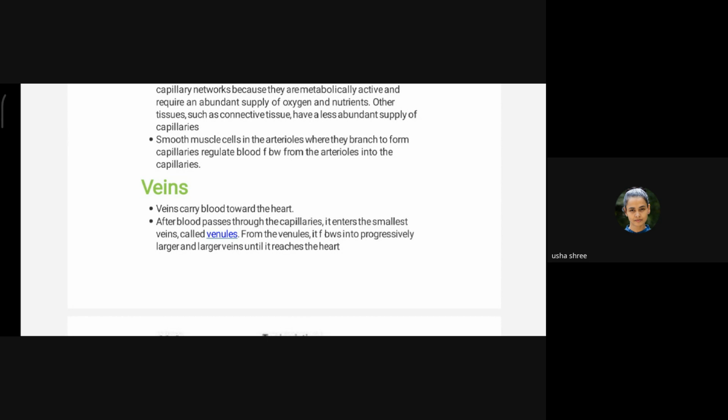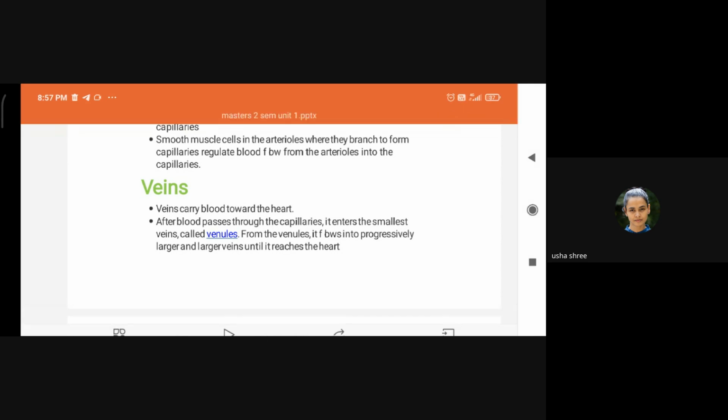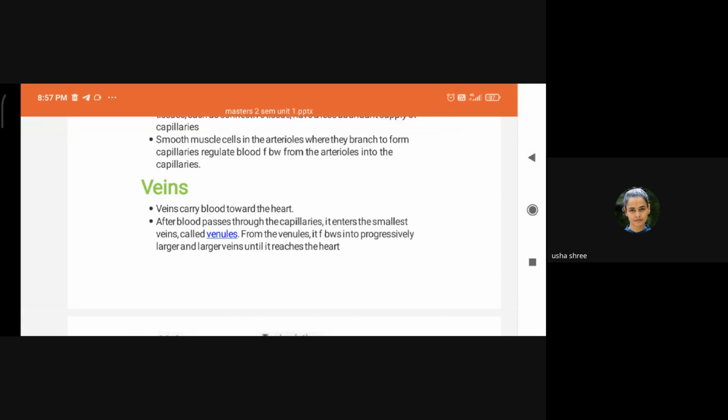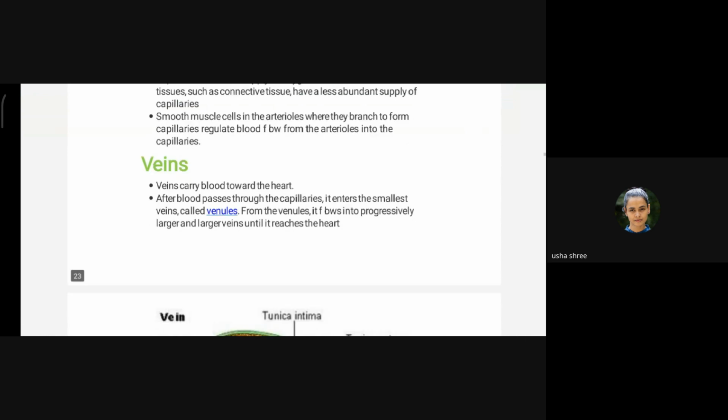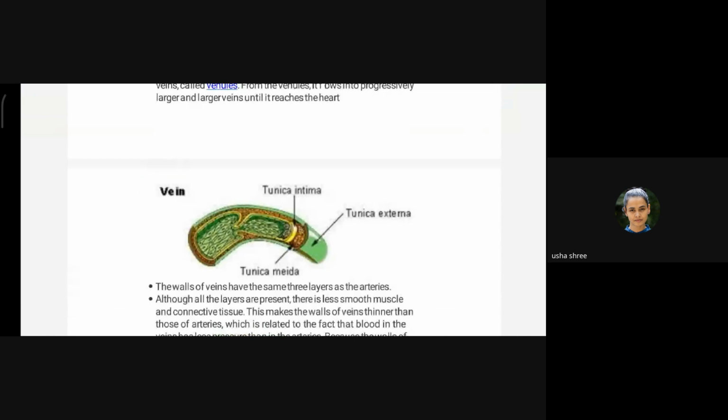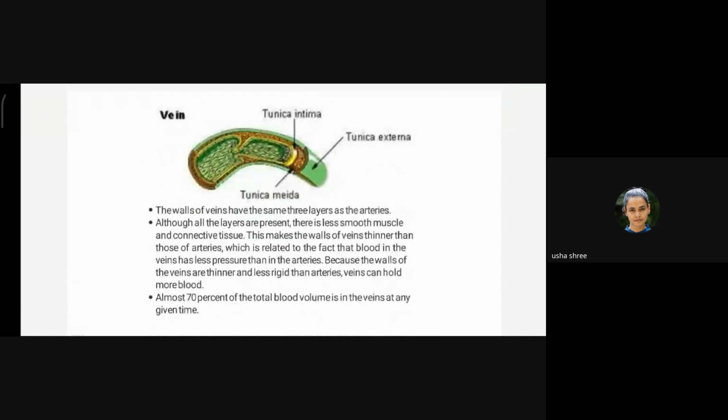After blood passes through capillaries, it enters the smallest vein, called a venule. Just like the arteriole, it is known as a venule in the case of veins. From the venules, it flows into progressively larger and larger veins until it reaches the heart. Just like arteries, veins also have three layers: tunica interna, tunica media, and tunica externa. The walls of veins have the same three layers as the arteries.